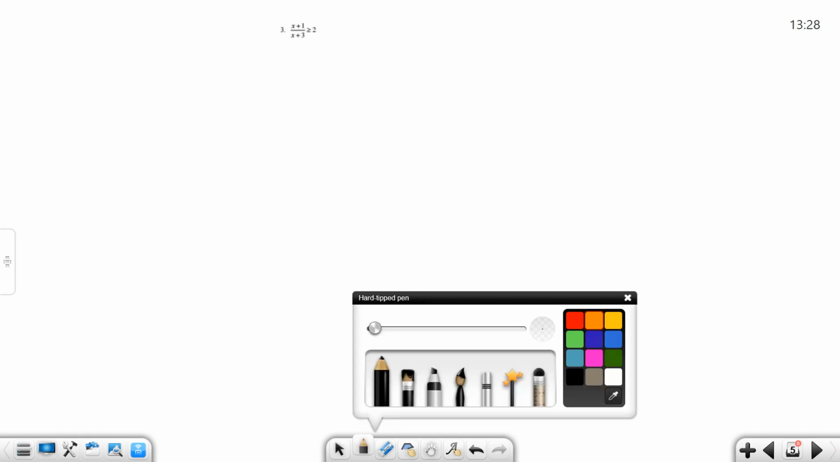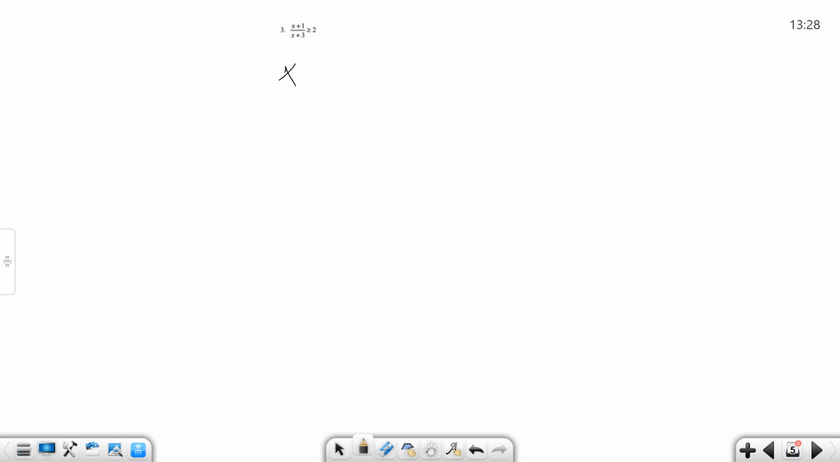Okay, let's try one more of these. This one's a little tougher. When you get ready to do this one, you'll see that it's not in standard form. So that's what you have to do with it first, is put it in standard form. So when you put it in standard form, you have to move the 2 over.